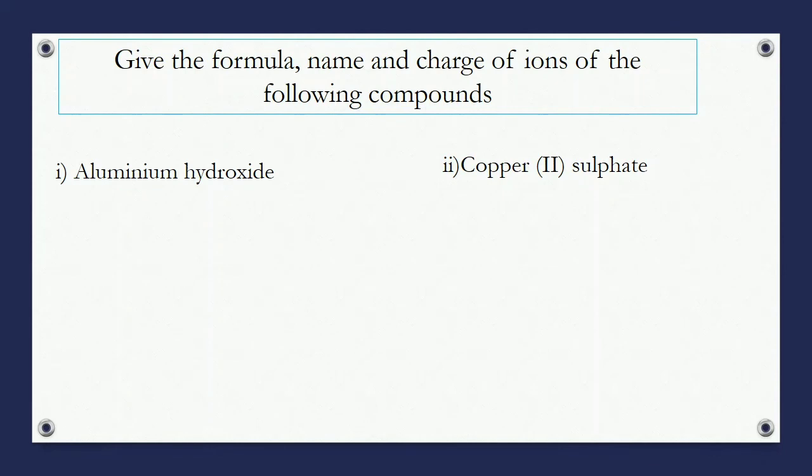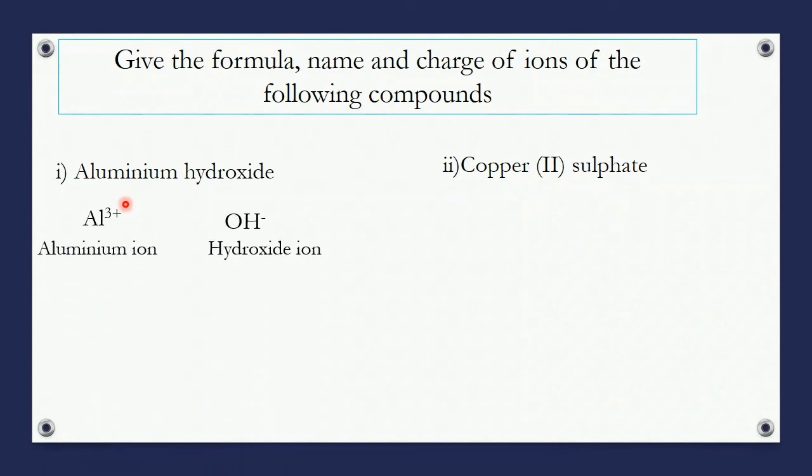Okay, so now let's try the example questions. Give the formula, name and charge of ions of the following compounds. The first one is aluminum hydroxide. Aluminum hydroxide is made of aluminum ions and hydroxide ions. Aluminum ion will be Al3+, because it has lost 3 electrons. Aluminum is in group 13, so it will lose 3 electrons to become Al3+, and hydroxide ion is OH-.